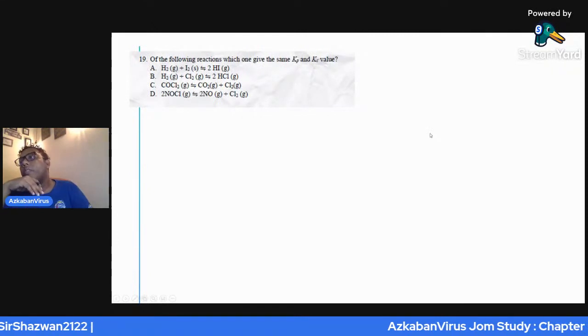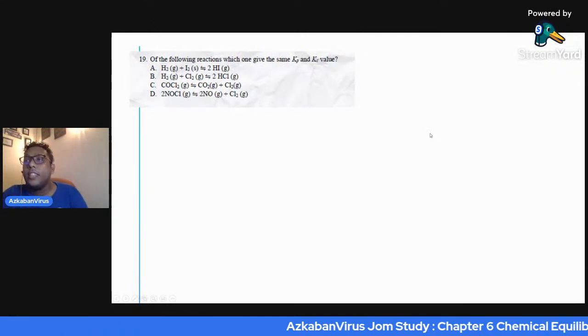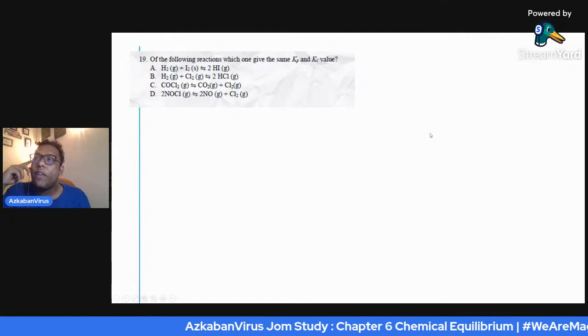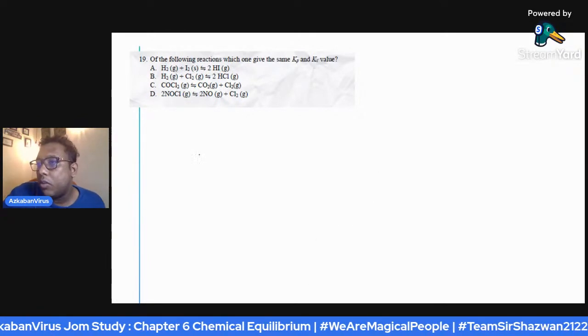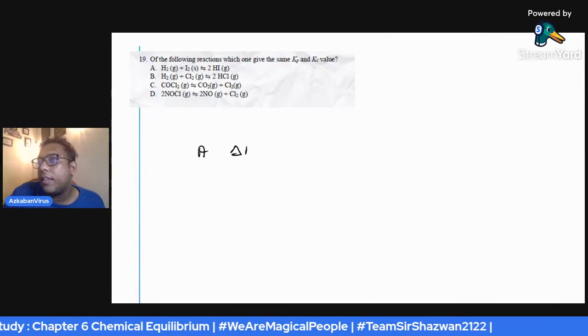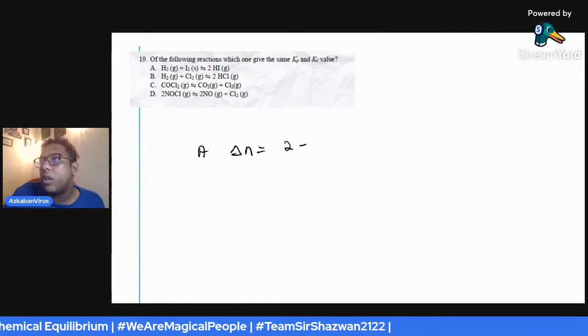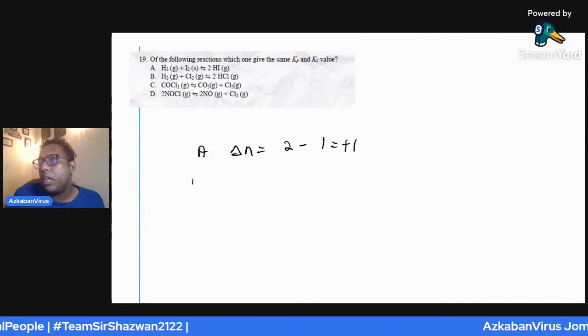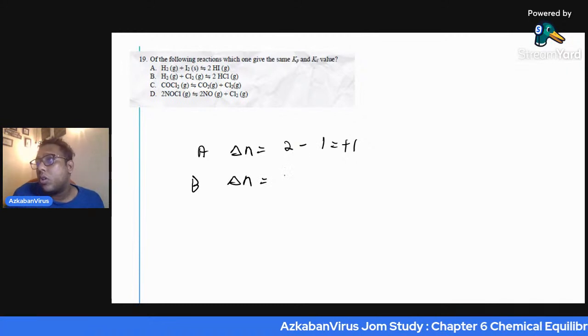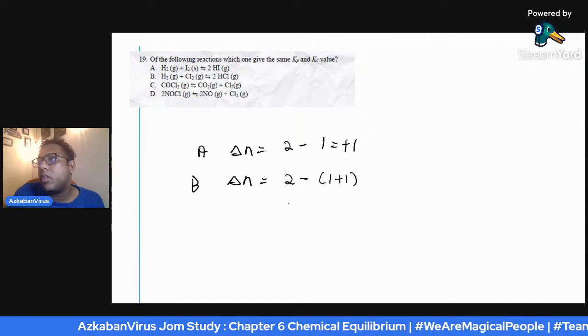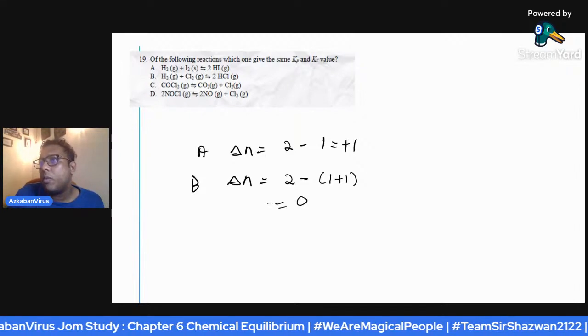Of the following, which one will give the same value of Kp and Kc? Macam tadi, tengok yang value delta N dia sama. Okay, so ini untuk A, delta N dia sama dengan 2 tolak 1, which is equal to positive 1. B, delta N is equal to 2 tolak 1 tambah 1, which is equal to 0.